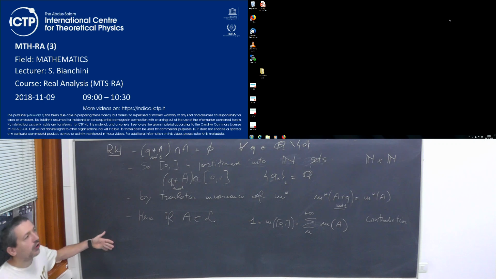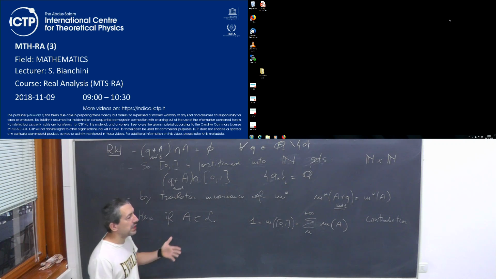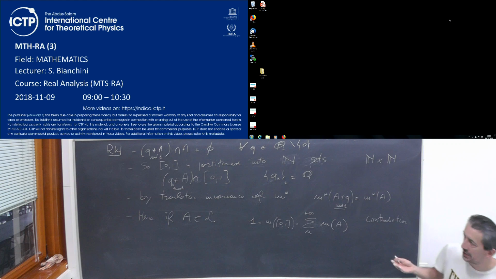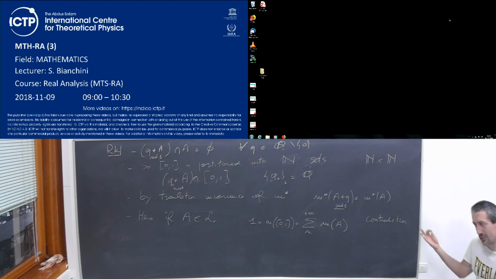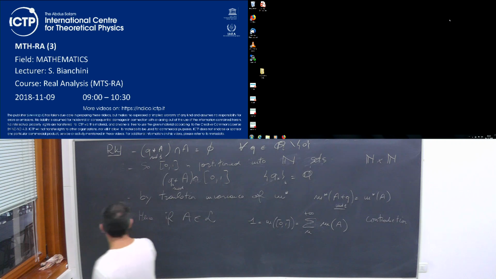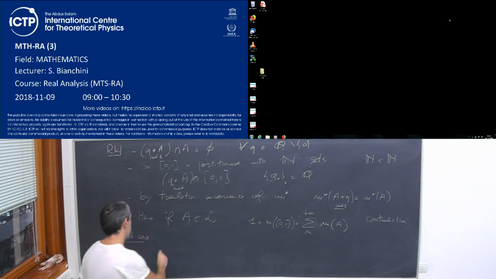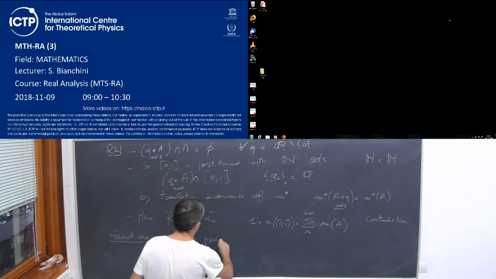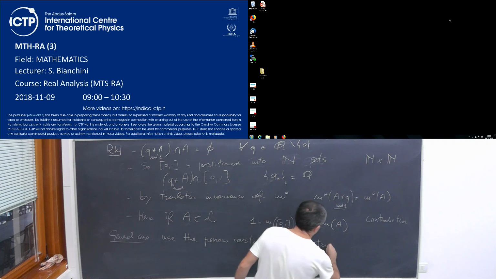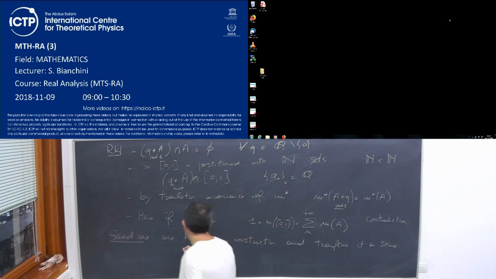Now the general construction follows the same route, with the only difference that, well, clearly what you can do is if you have a non-measurable set, and then you transform it in, for example, some controlled way, you get a non-measurable set. So, general case: use the previous construction and transform it in some way, in some controlled way.